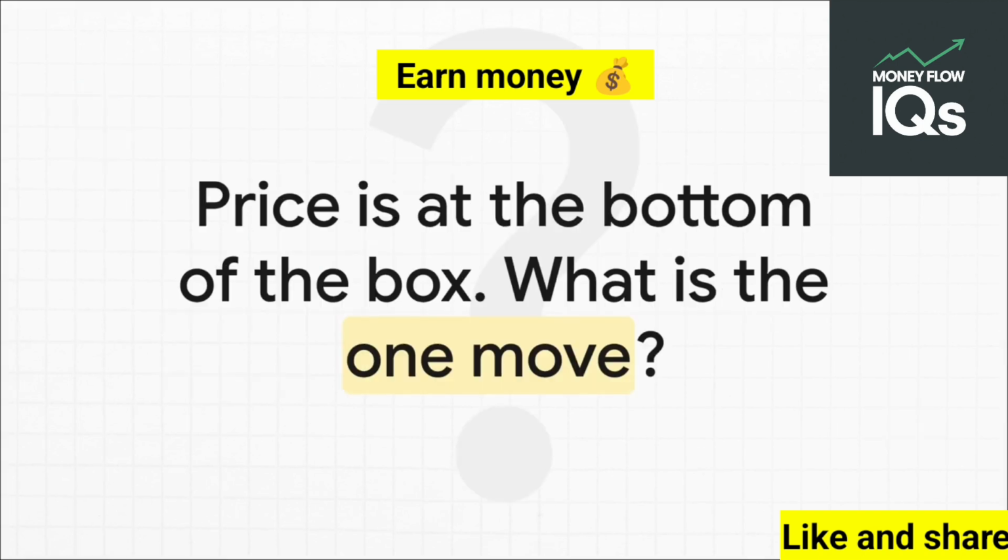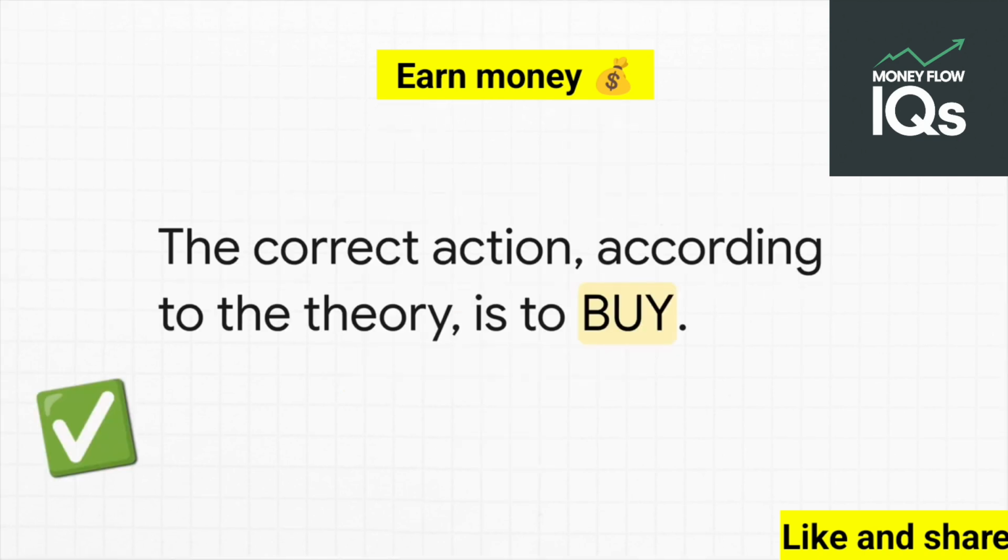So let's think about this. Based on the rules we just went over, what's the move here? The price is right there at that support level, deep in buyer territory. If you absolutely had to make a move, what would it be? Yep. According to the box theory, the only move to make here is to buy. You're essentially betting that the same big group of buyers who thought this price was a good deal yesterday are going to think it's a good deal again today.